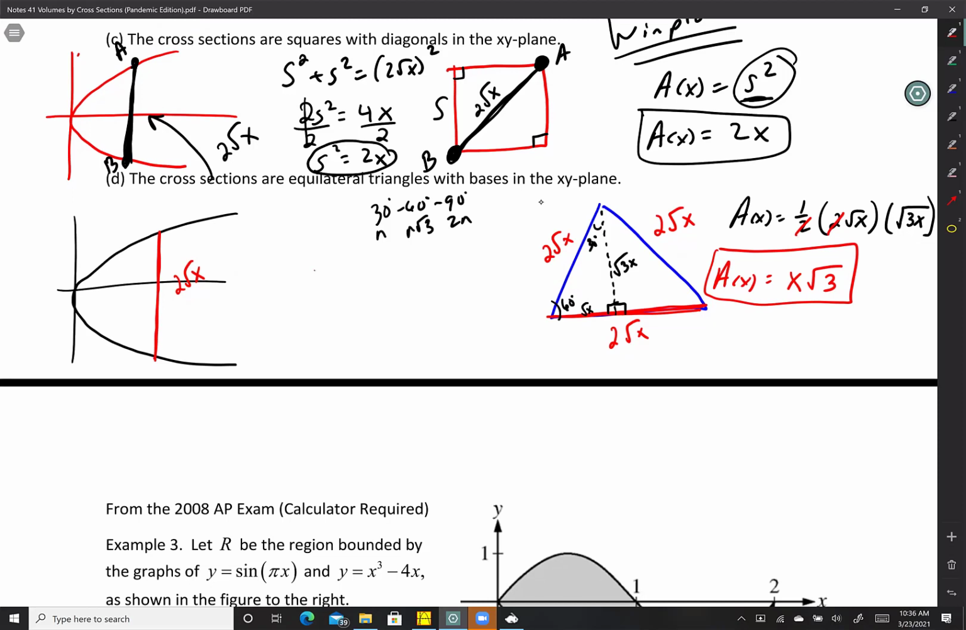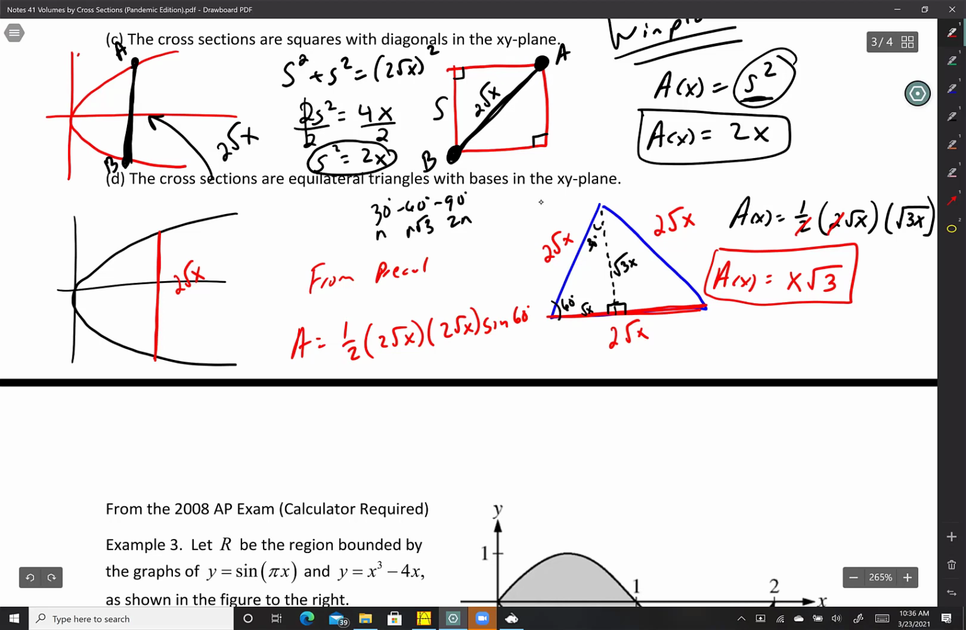If you remember from pre-cal, you could have done it like this. Area is 1/2 times 2 square root of x times 2 square root of x times sine 60. And we could have gone 1/2 and that go away. Square root of x times square root of x is x. So let's see, 2x times square root of 3 over 2. And look at that, 2's cancel out. X square root of 3. If you remember that, cool. If not, no big deal.